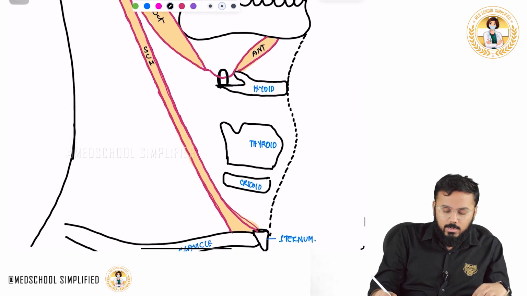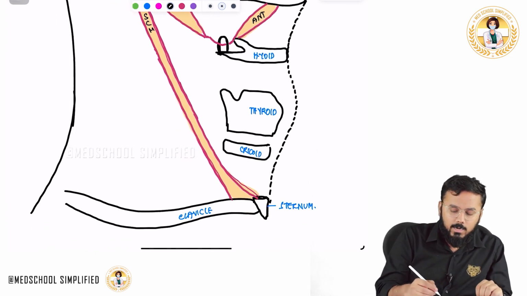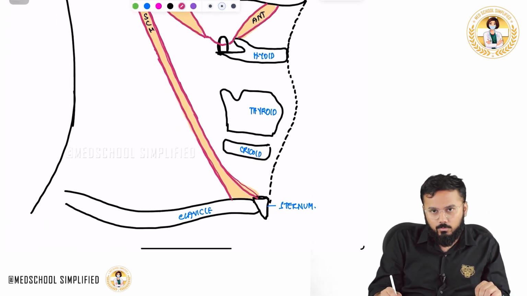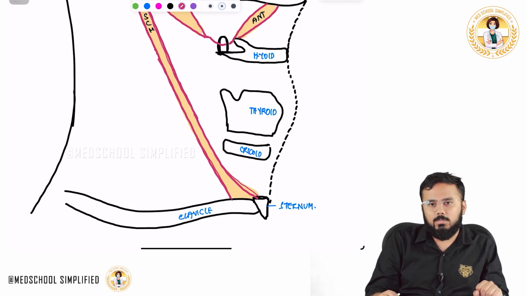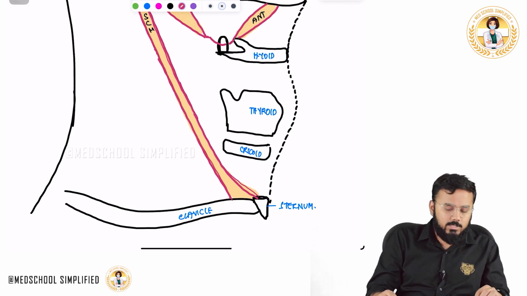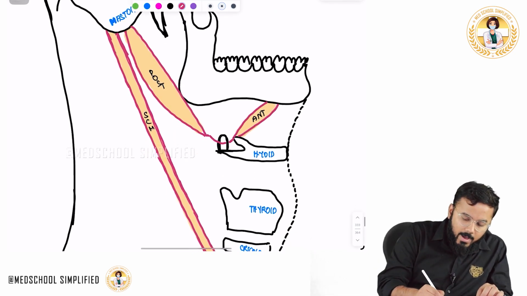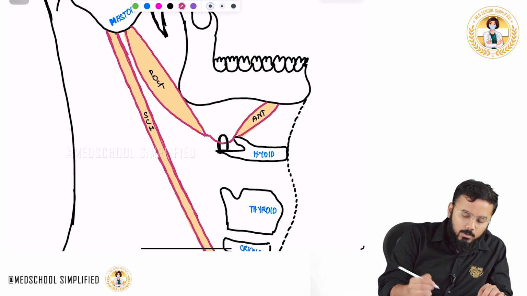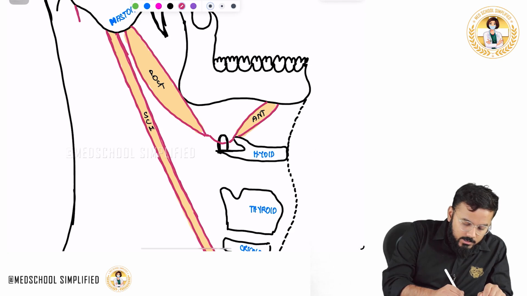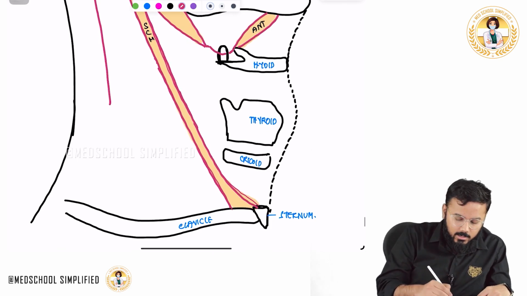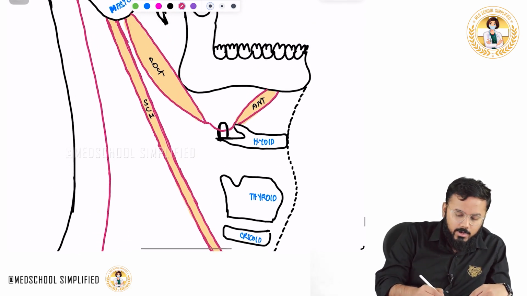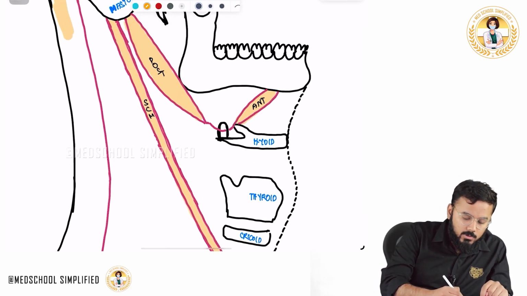Next important thing is that all the way from the hyoid bone down here you have one very important muscle, and this muscle is called your mylohyoid muscle. Next, on the back side you come across one more important muscle. You see this muscle which is coming down the back. This is called your trapezius muscle.